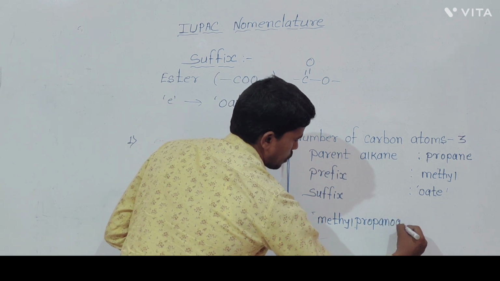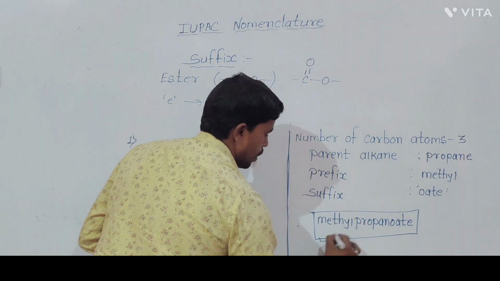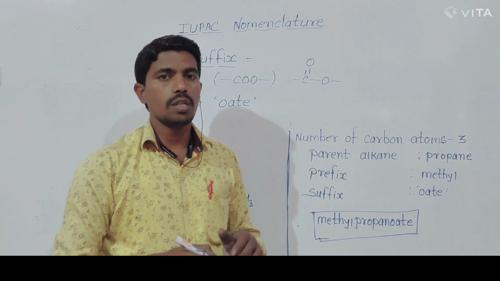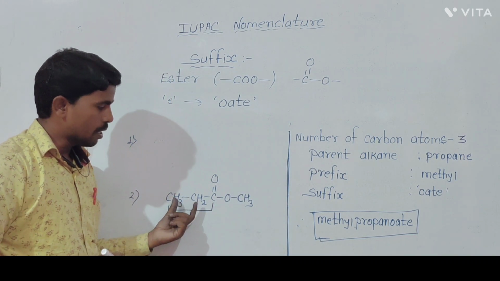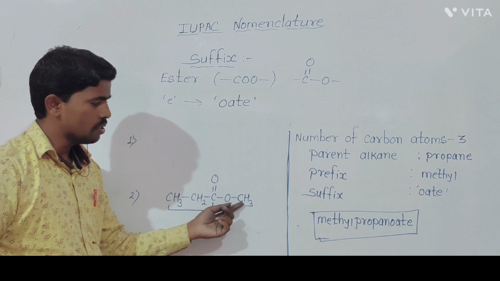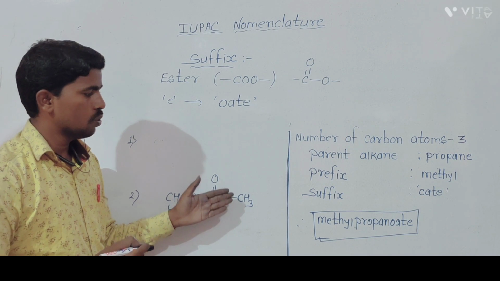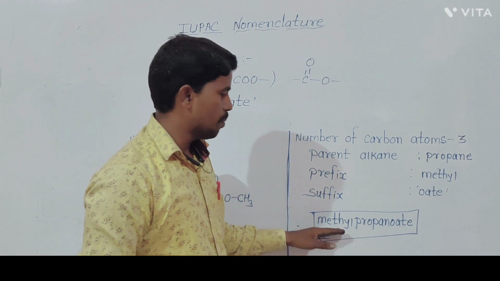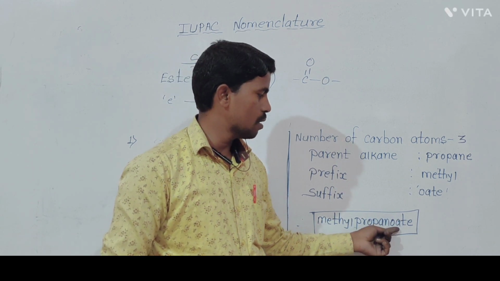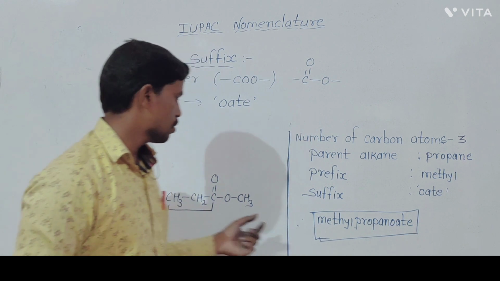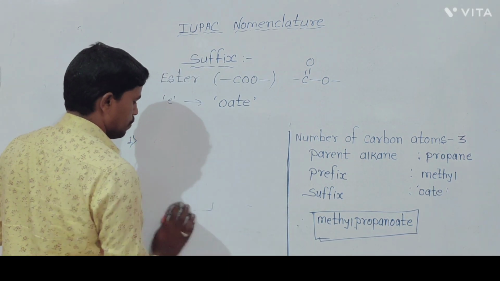Methyl propanoate is the name of the given compound, and it is necessary to remember the longest continuous chain of carbon atoms. Here 3 carbon atoms are attached to each other, and one CH3 group is attached to this COO group. Therefore, we should take methyl as a prefix and propane as the parent, and the last E of propane is replaced by OATE because of the COO group. Next, we will see another example.